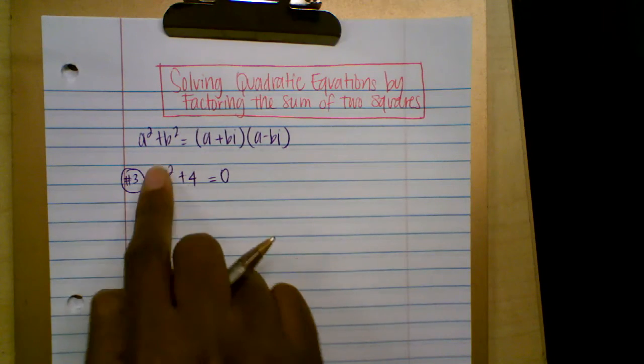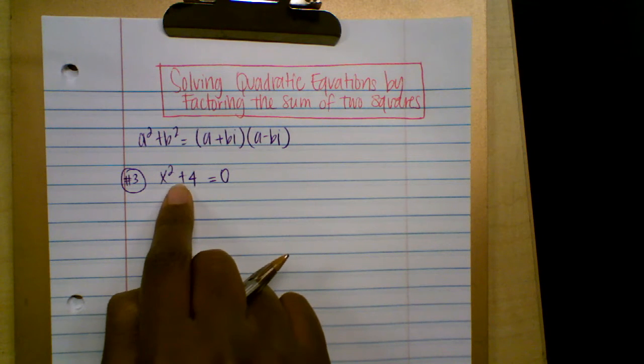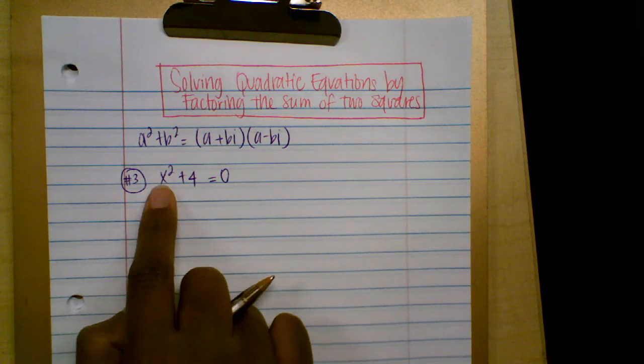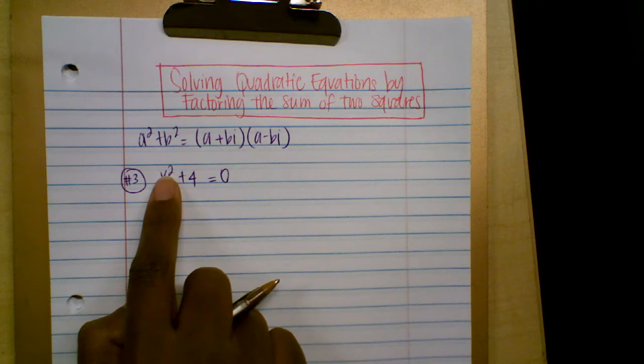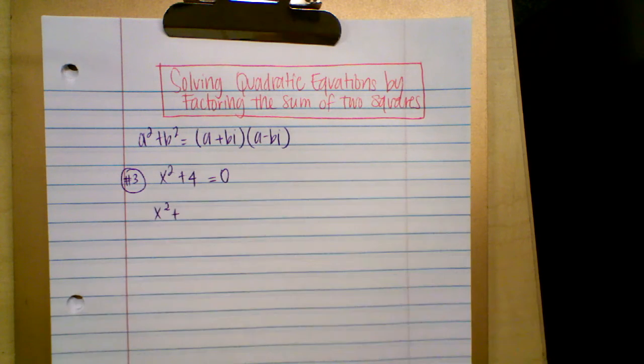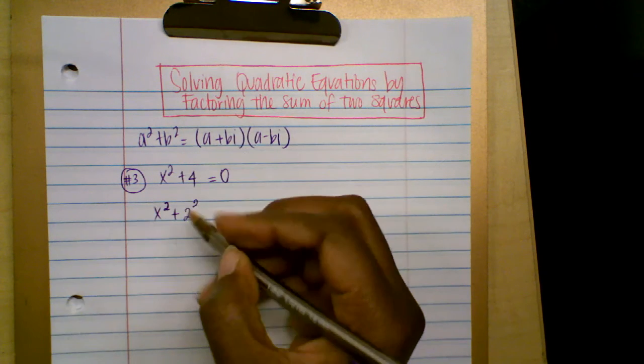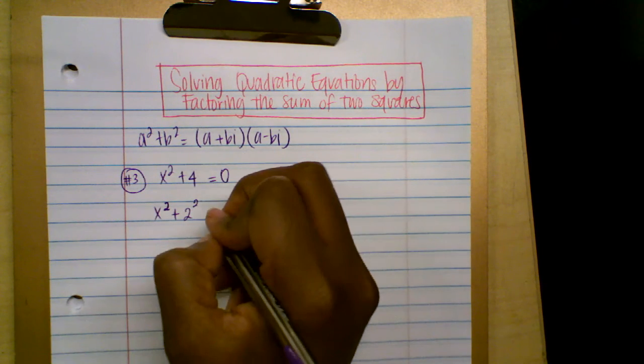You want to solve it by factoring the sum of two squares. Why am I saying this is a sum of two squares? The first one is already written as a square, as well as the 4. So I can rewrite the 4 as a square, which is going to be 2 squared. So 2 squared is 4, equal to 0.